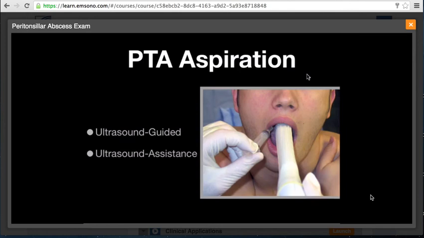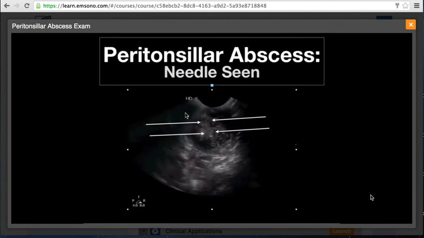Now, to do needle aspiration of a peritonsillar abscess, you can either use ultrasound guidance or ultrasound assistance. I have a tendency to use ultrasound assistance since I find it difficult to align the needle and the beam when it's within the oral cavity using the freehand technique.